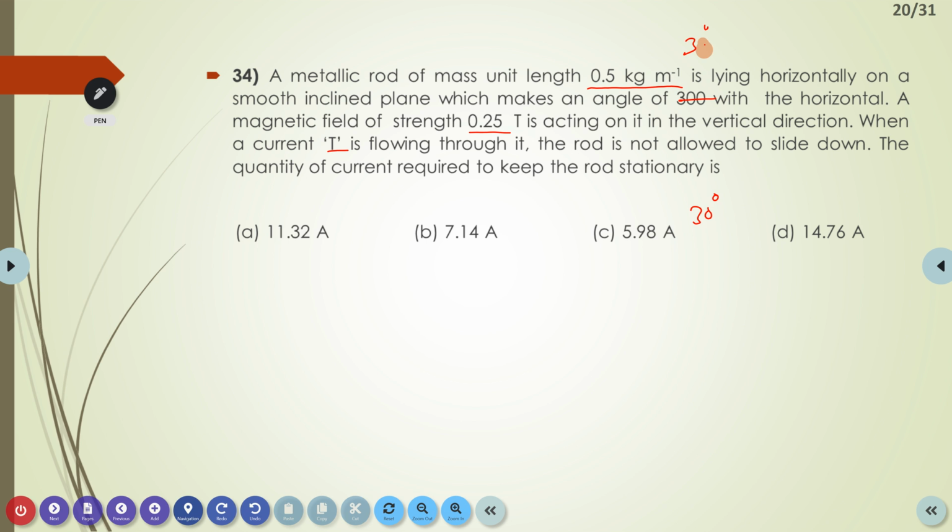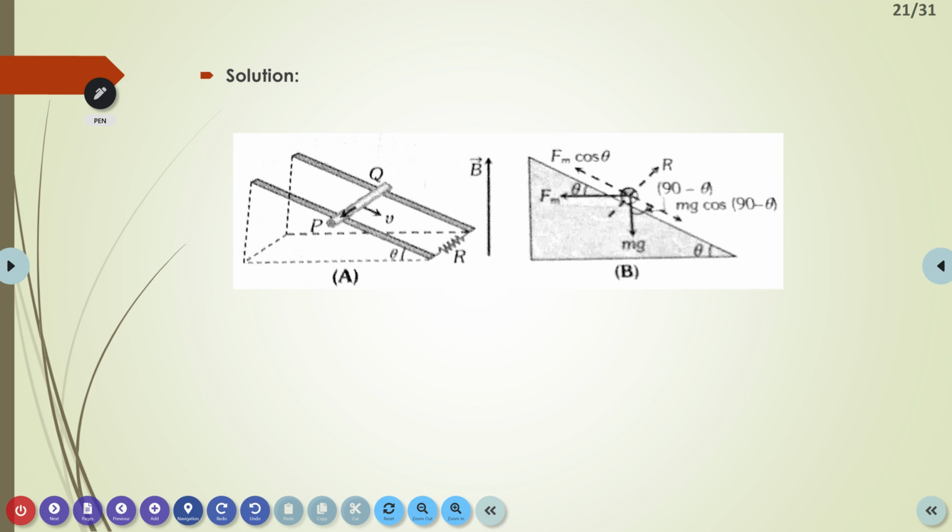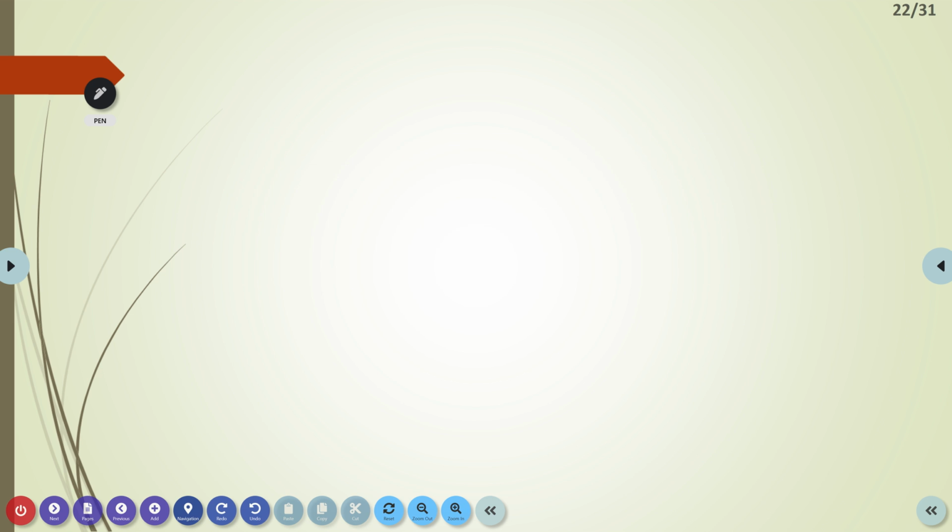Okay, so here I draw the diagram. This is your inclined plane. The rod is moving on this. Now I am considering this one rod as a point object. This angle is theta. Now the weight of the rod is acting in the downward direction.